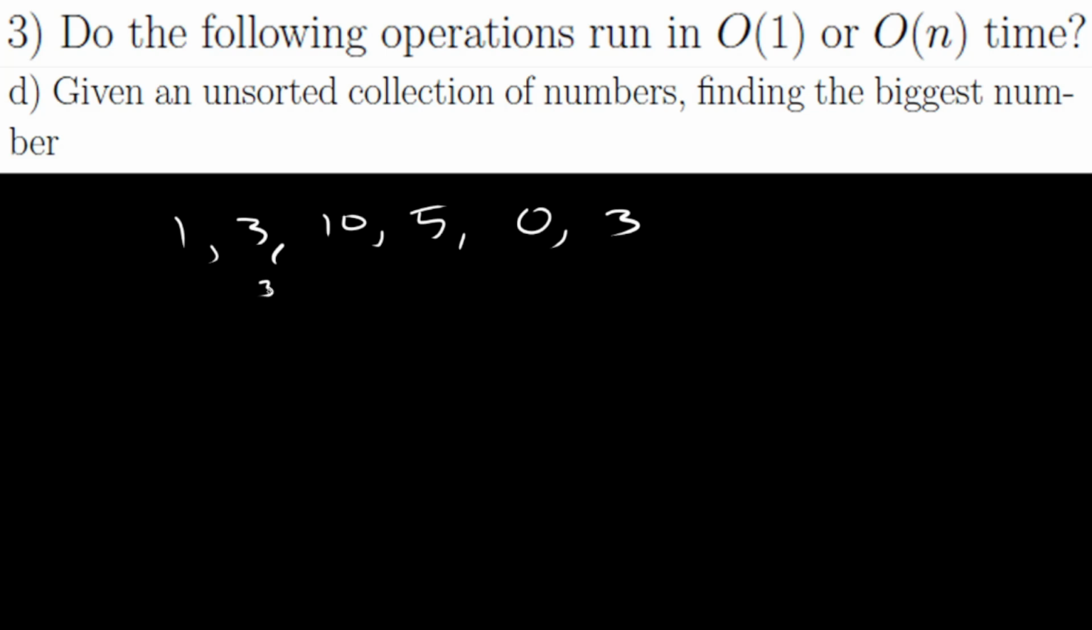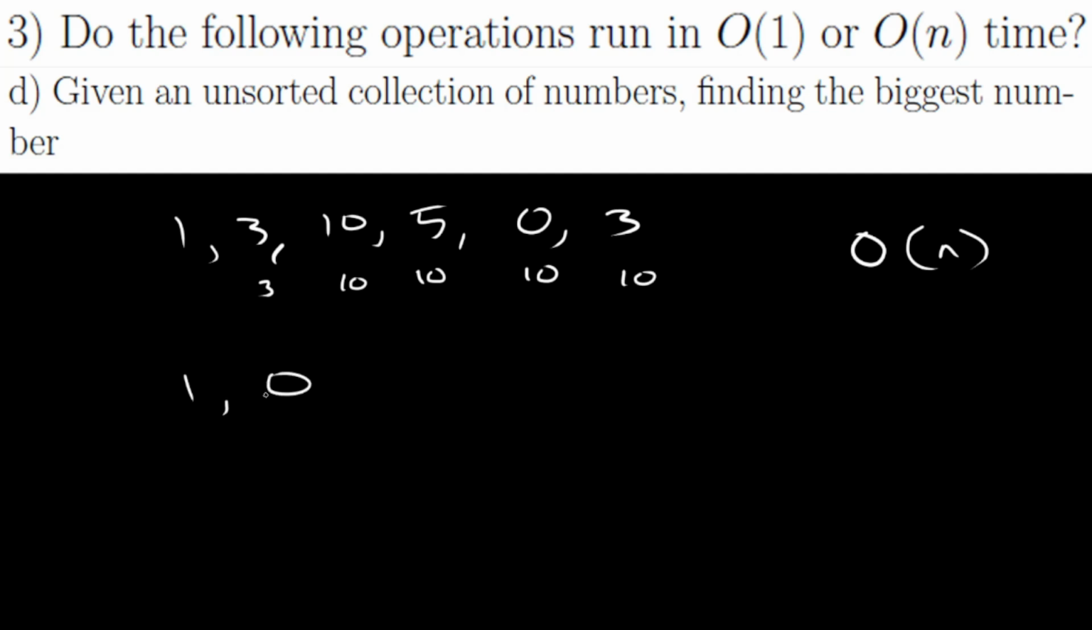And then we go over, okay, it's not bigger than 10, so 10 is our new biggest. 10 still wins to the 5, 10 still wins to the 0, and 10 still wins to the 3. But the point is that we have to check every single one of these numbers, right? So that's probably an indication this is going to happen in big O of n time, right? So here we had to make 5 different comparisons.